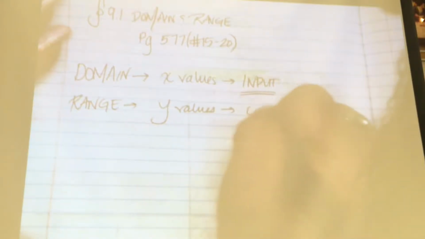I'm going to do our notes real quick and then we'll go over the second part of the warm-up. So as a review, domain is in relation to your x values, which we call the input. And your range is in relation to your y values, which we call the output.